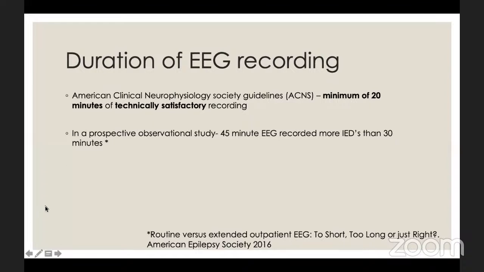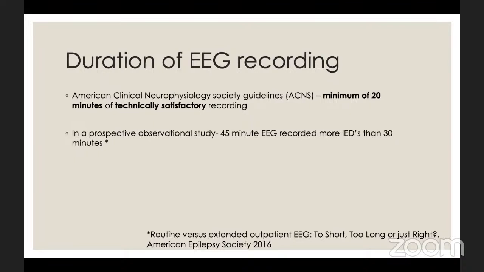Now that you have learned about montages, electrodes, and the settings of filters, paper speed, and sensitivity, what should be the duration of EEG recording? They say a minimum of 20 minutes of technically satisfactory recording. I would like you to take note of the words technically satisfactory. If your record is, let's say, 20 minutes and it has a lot of artifacts, then the record should ideally be repeated. A minimum of 20 minutes is required.